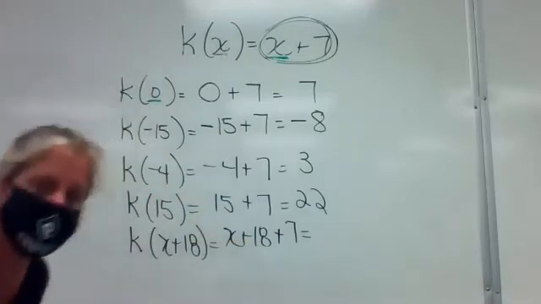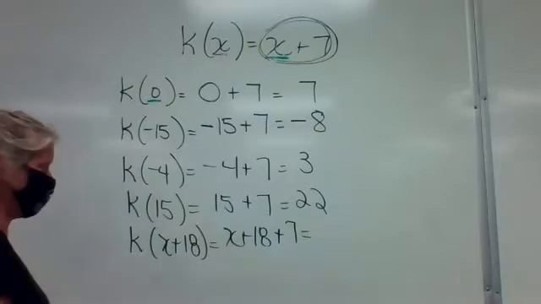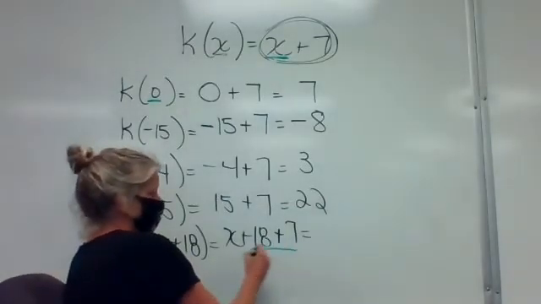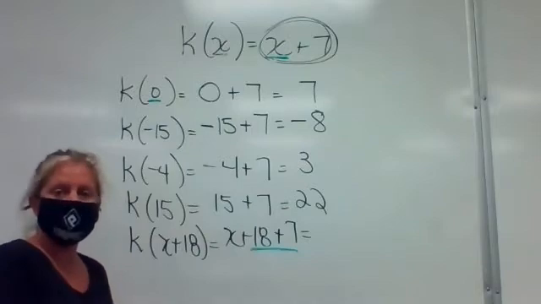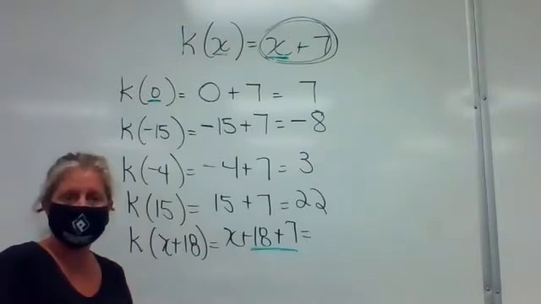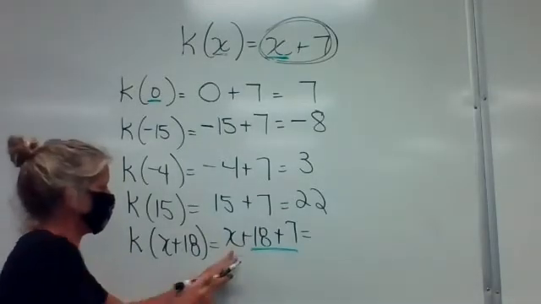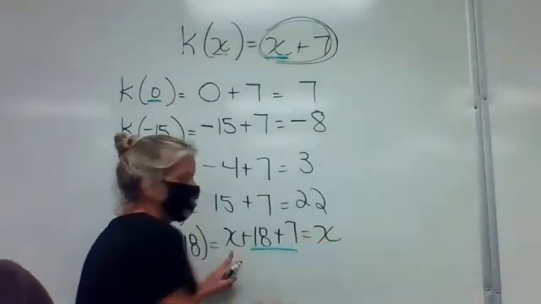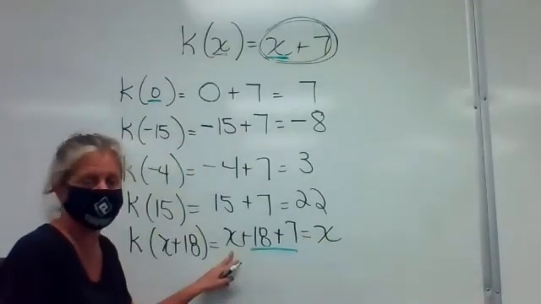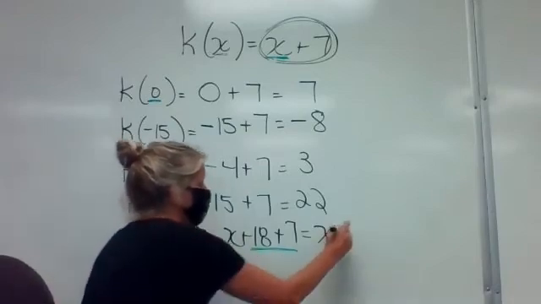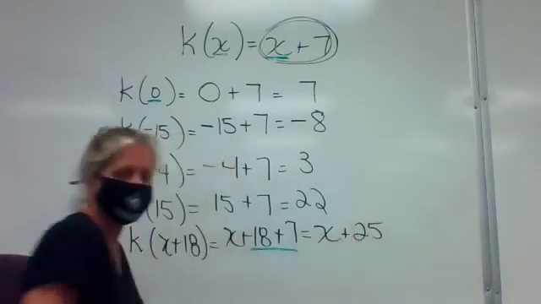Now, when I've done that, I can see who goes together. That 18 and 7 can be combined, right? Those are like terms. So now I still have the x. There was nothing to put with it, but it's still there. It doesn't just go away. And 18 plus 7 gives me 25.